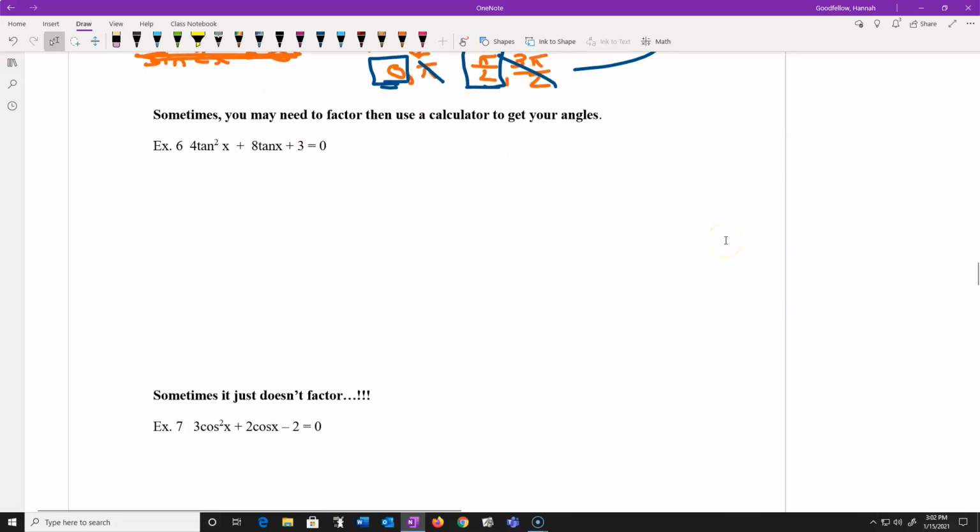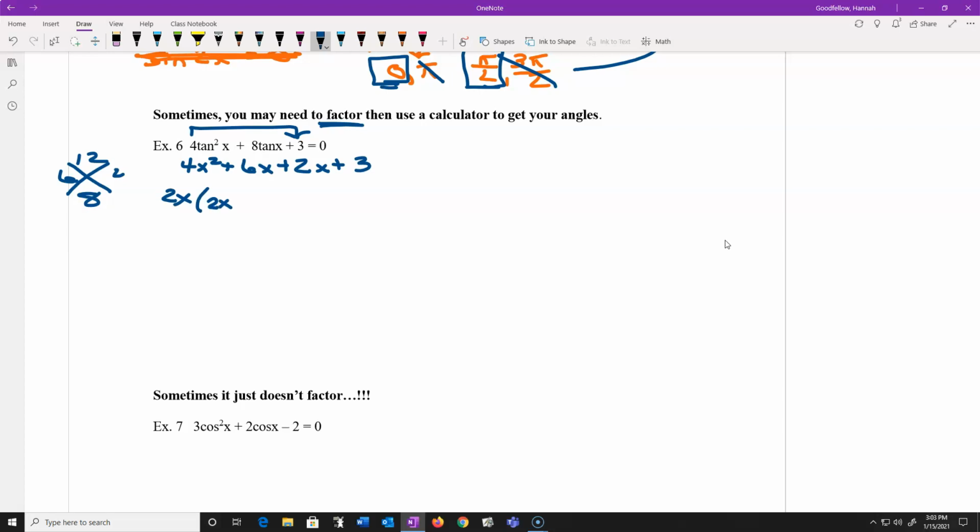Sometimes you may need to actually factor it, but then when the factoring gets down to it, you might have to use your calculator to check the actual angles. There is no way I'm going to see it straight out of the gate. I'm going to do a front times back. That's 12. It's got to add to 8, so the answers must be 6 and 2. And I'm just going to solve a little bit easier question. That's 4x squared plus 6x plus 2x plus 3. I'm just doing a grouping technique. Taking out a 2x out of this, I'd end up with 2x plus 3. And if I took out a 1 out of the other one, I'd end up with a 2x plus 3.